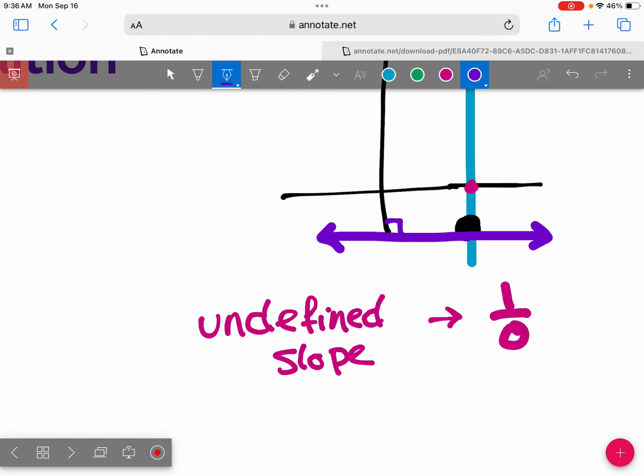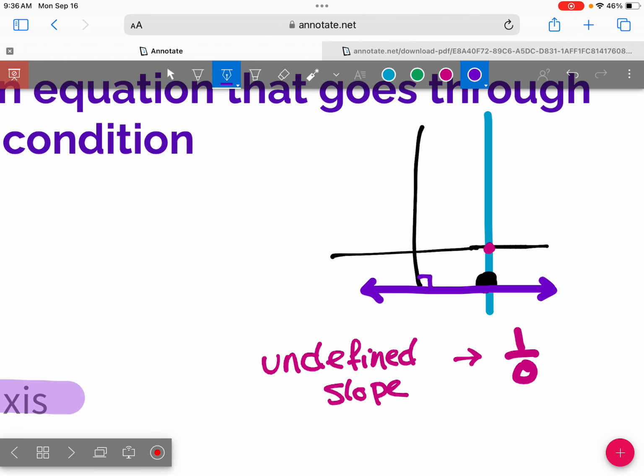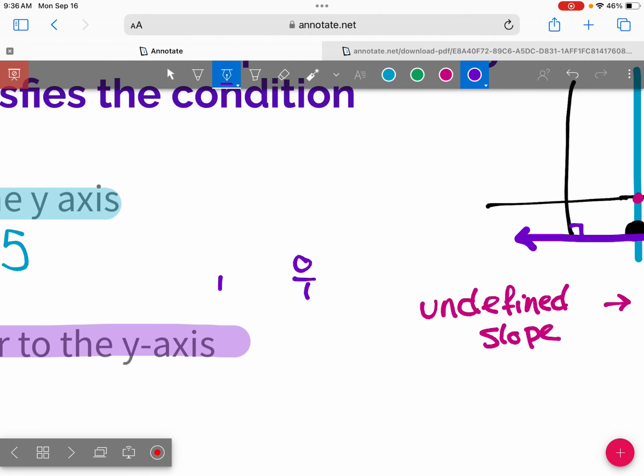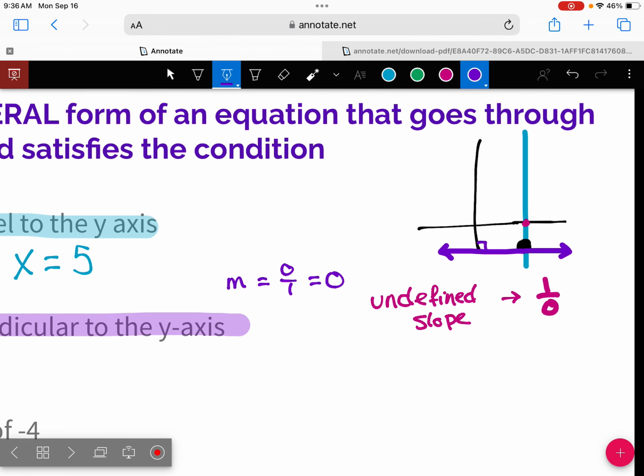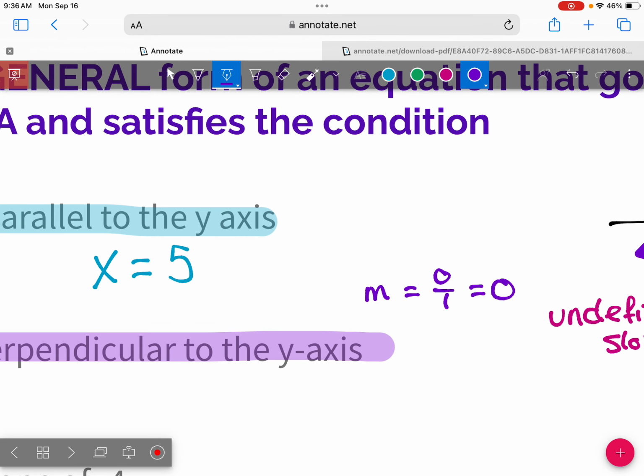What's the slope of a horizontal line? 0. So it's not undefined. I go up 0 over 1, up 0 over 1, up 0 over 1. I can do that. So my m on this one equals 0. On my blue line we had an undefined slope. Vertical lines have an undefined slope. Horizontal lines have a slope of 0.